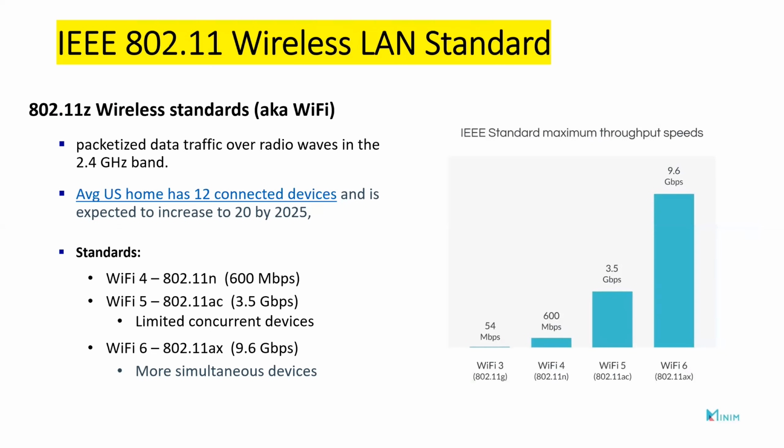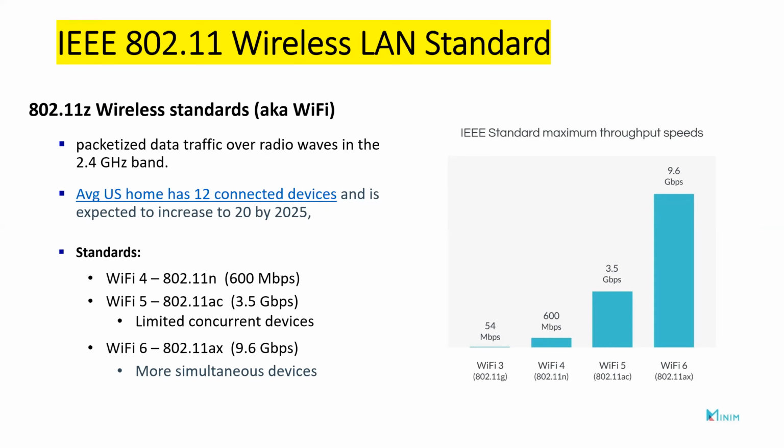Keep moving forward with 802.11. Again, Wi-Fi is simple packetized data that's moving through radio waves. It's normally in the 2.4 gigahertz band. An interesting statistic mentioned here is that the average U.S. home has 12 devices connected, and that's expected to go to 20 within a year. So 12 will be 20 and continue to grow exponentially, even in your home or apartment.